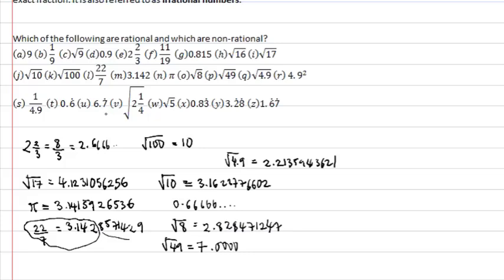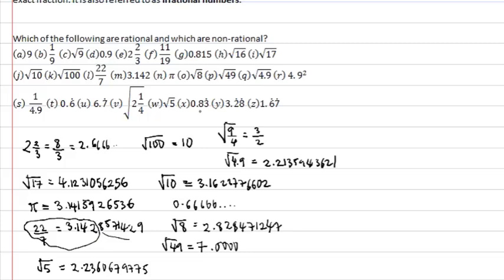Okay, while this one now is the square root of 2 and 1 over 4. What's 2 and 1 over 4? That's 4 times 2, 8, plus 1, 9. So 9 over 4. The square root of 9 is 3, the square root of 4 is 2. This one is a rational number also. Now square root of 5. I'm sure this one is an irrational number. It gives us 2.2360679775. It's an irrational number.